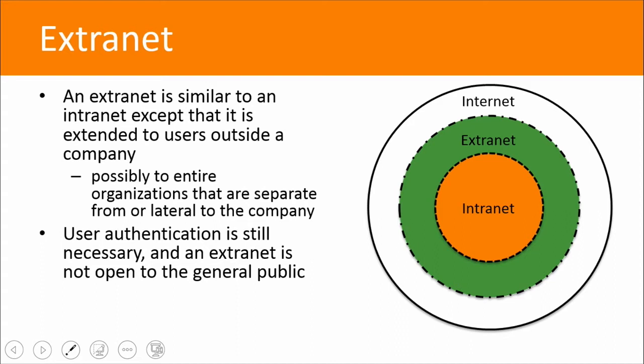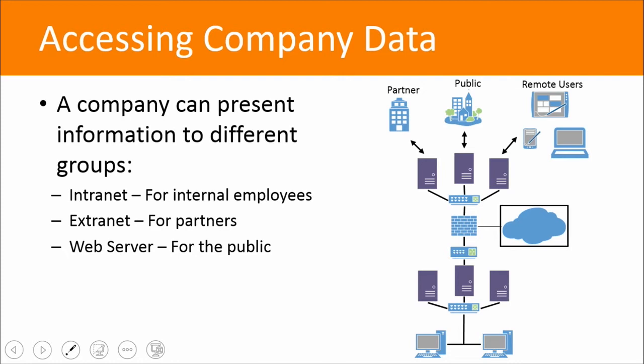Because the extranet itself still shouldn't be open to the general public. Not just anybody should be able to access an extranet. So we covered a couple of different ways that if you're working for a company or an organization, you can access data. So intranet, just to review, is for internal employees, and extranet is for partners, and then you might have something like a web server that's for the public that's located and accessible via the internet. Okay.